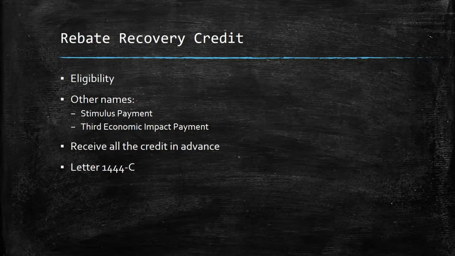So if you're a single filer and you made more than $80,000 in 2020, then you did not get this rebate recovery credit. But in 2021, which is last year, if you made less than $80,000, then you could be eligible for this third stimulus payment. In the VITA program, where we're dealing with lower income individuals, we don't see much, if any, of the clientele that are not eligible for this credit.